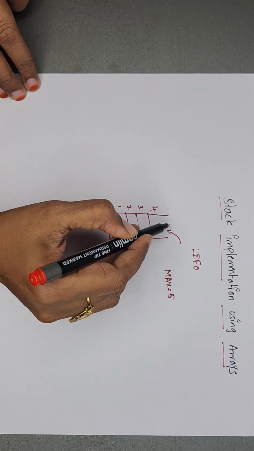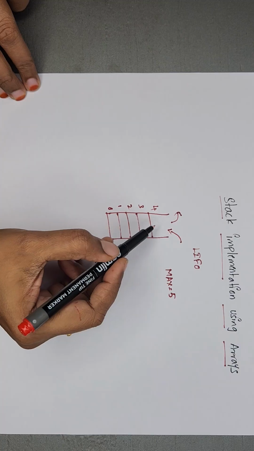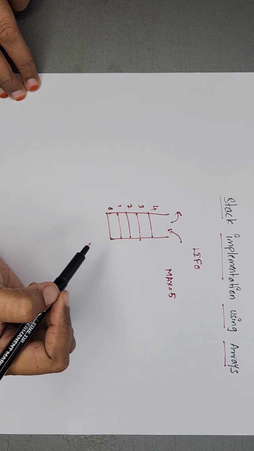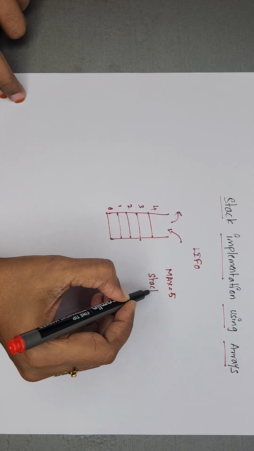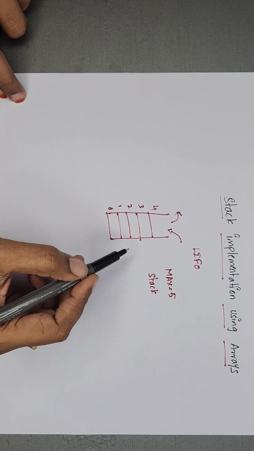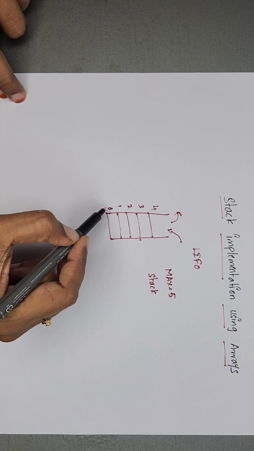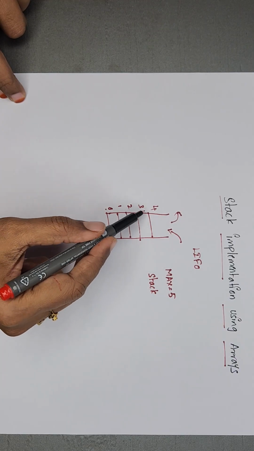So in stack there is only one endpoint. From this endpoint only we have to insert and remove the elements. And array name is stack. Stack means it is one array name. This is stack of 0, stack of 1, stack of 2 like this.